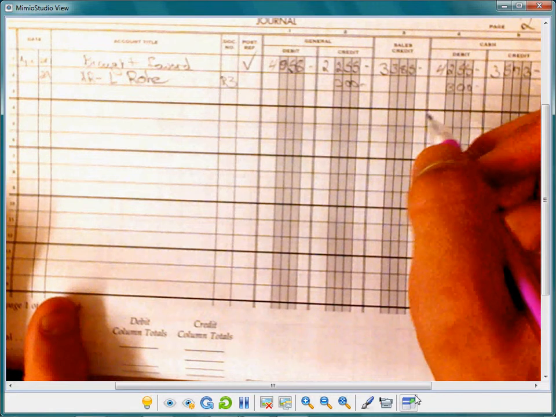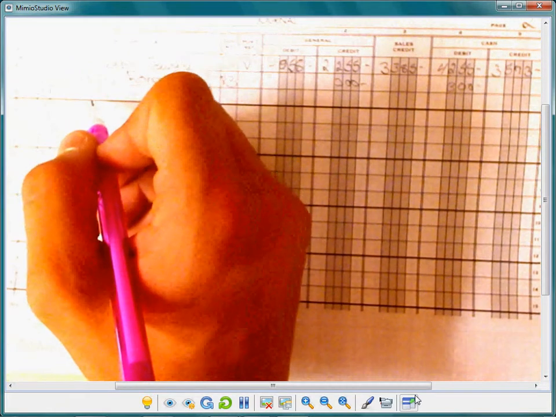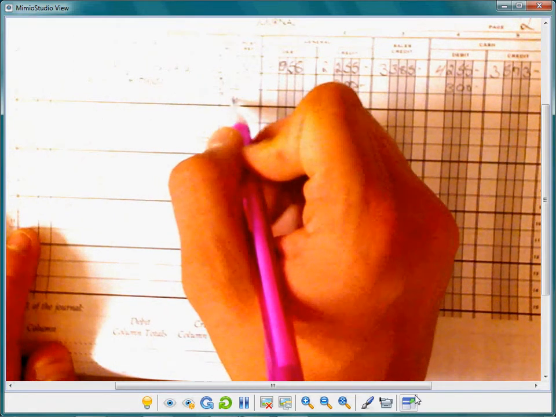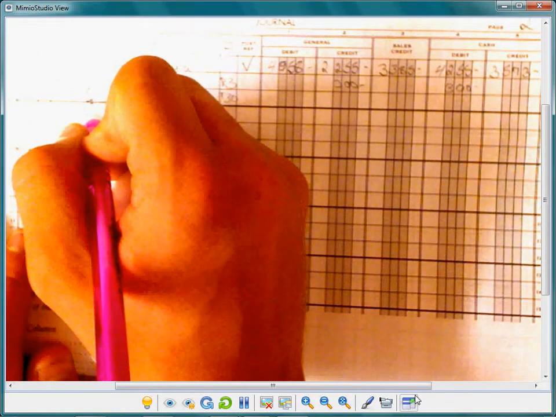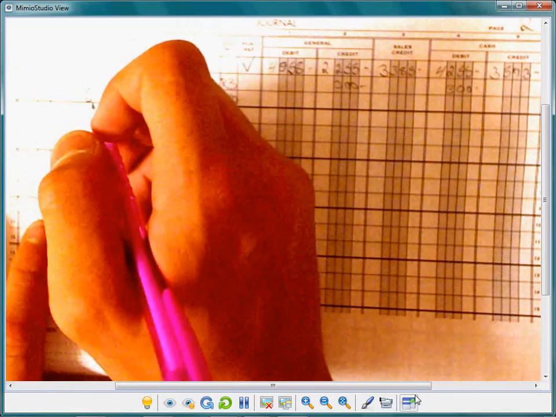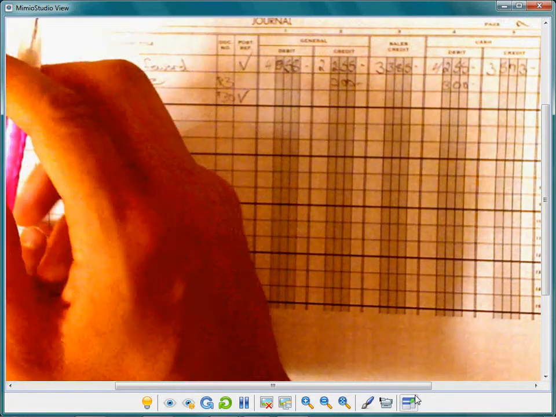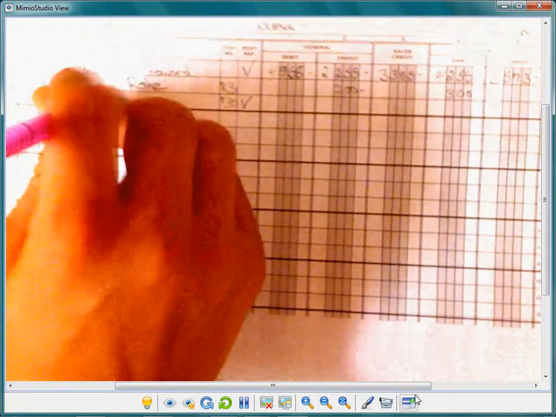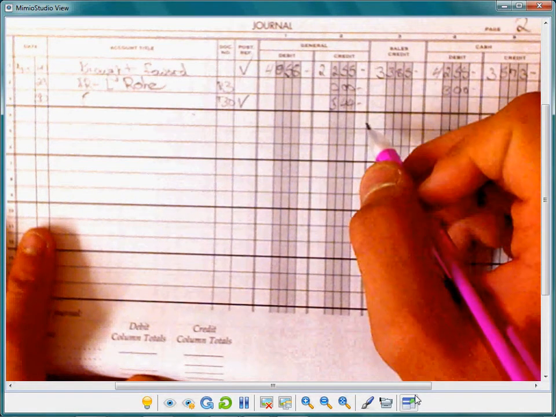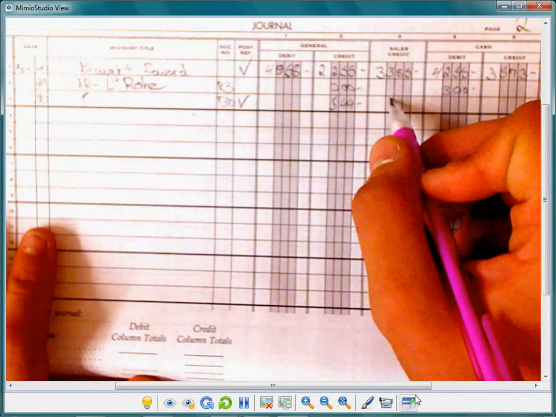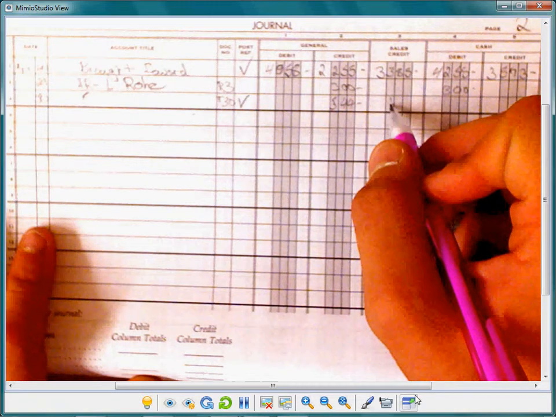Okay, our next one. April 30th, received cash from sales, $544, T30. So April 30th, what are our two accounts? Sales and cash. So what do we put in the account title? Okay, check mark, which means that our document number was T30. And we put a check mark in the post reference. And we're going to have a sales credit then of $544, and a cash debit.